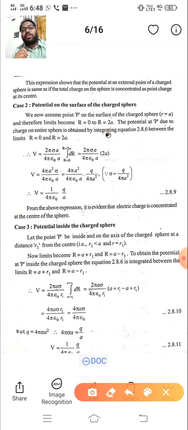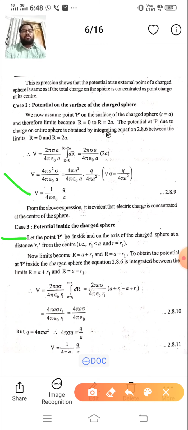Potential on the surface of the charged sphere, that is r equals a. Substituting r equals a in the above equation we get V equals 1 by 4 pi epsilon naught into Q by a. From the above expression, it is evident that the electric charge is concentrated at the center of the sphere.